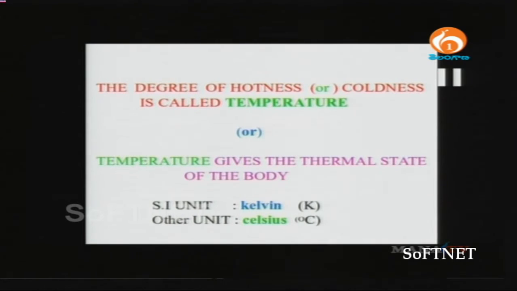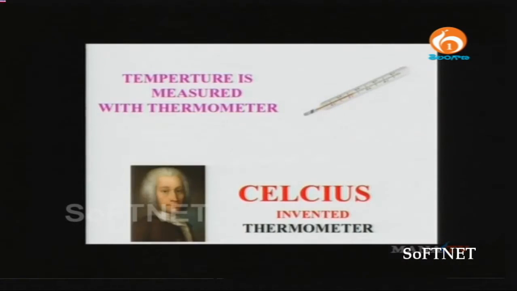The degree of hotness or coldness is called temperature. Temperature gives the thermal state of the body. The SI unit is Kelvin and another unit is degree Celsius. Temperature tells how much a body is hot and how much a body is cold. Temperature is measured with a thermometer. Thermometers are of two types, clinical thermometer and laboratory thermometer. The thermometer was invented by Celsius.